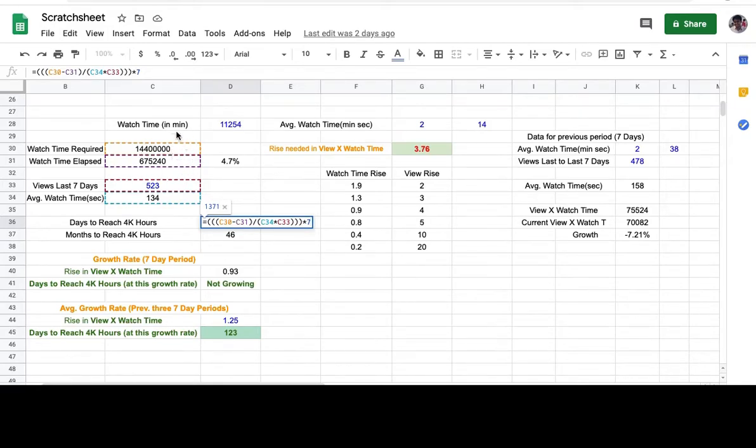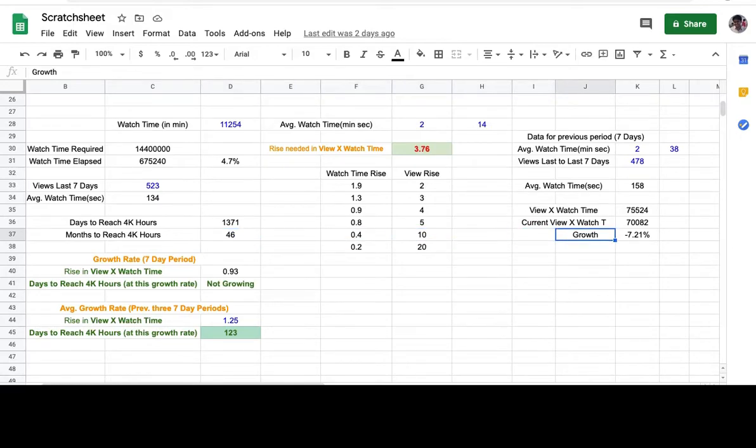Now the watch time you need is divided by the average watch time you are getting, the average views you are getting for the last 7 days, and then you multiply everything by 7 because you are getting it for 7 days. So this will give you, for me right now, 1371 days, which is a lot. So it's not pretty good for my channel as of now, and I can also convert it to months by dividing it by 30. Obviously it's not good for me because I need to cover it in less than 12 months.